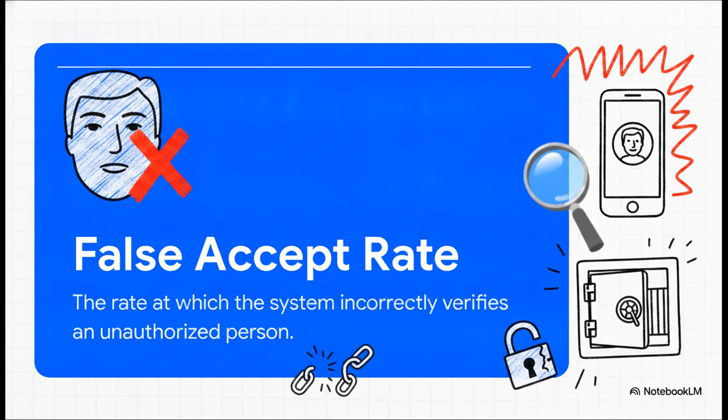The first is the false accept rate, or FAR. This is the rate at which the system incorrectly verifies an unauthorized person. To translate that technical jargon into a plain-spoken risk, this is essentially letting the wrong person in. If your banking app has a high FAR, a total stranger could unlock your account just by holding their face to your phone. It's a massive security failure.